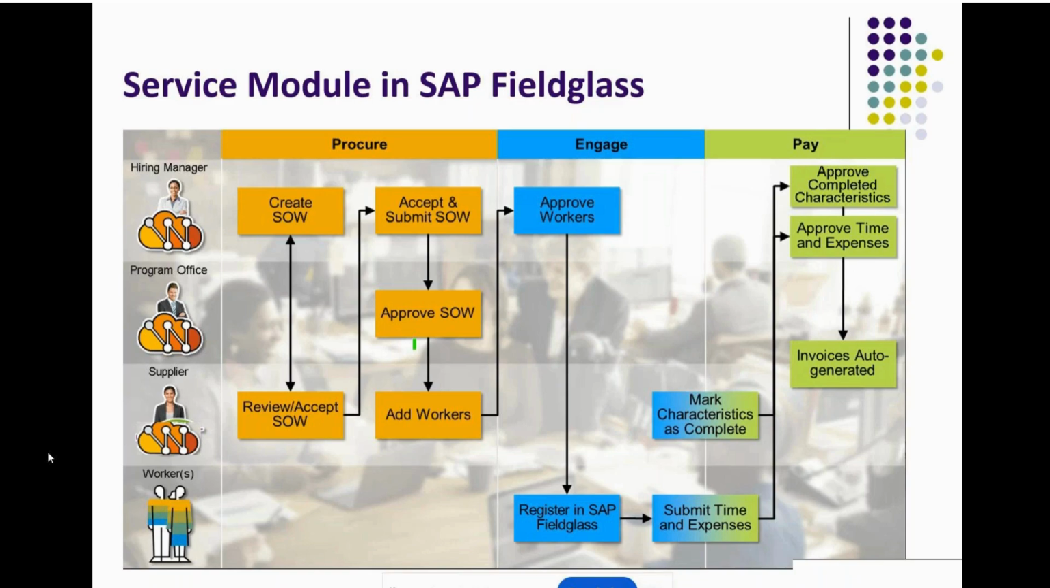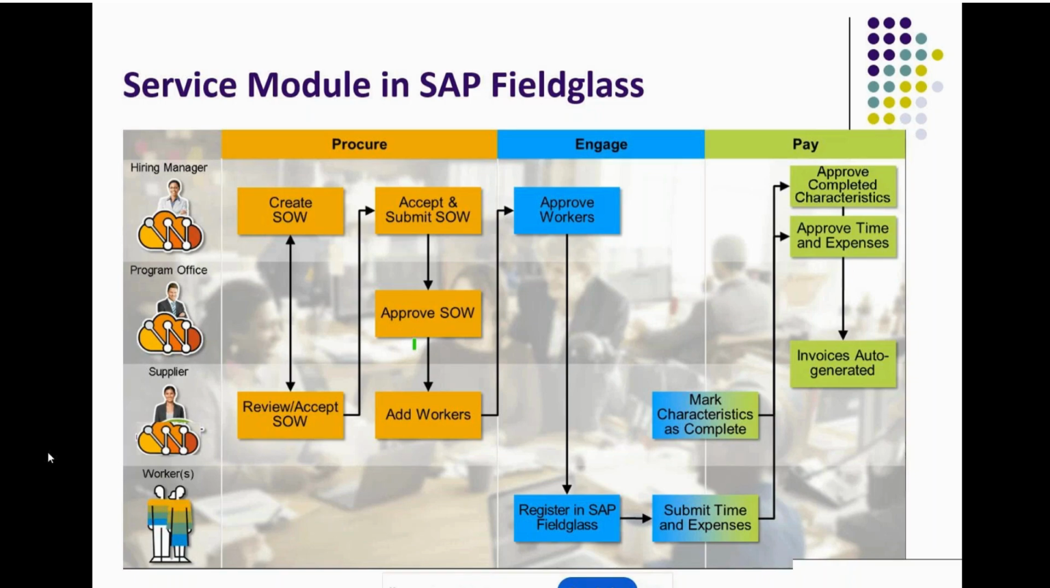On the left hand side, you can also see who in the organization has the authority to create or approve these things. So let me explain how it works. The workflow is very simple. This is the simplest diagram I'll show you.